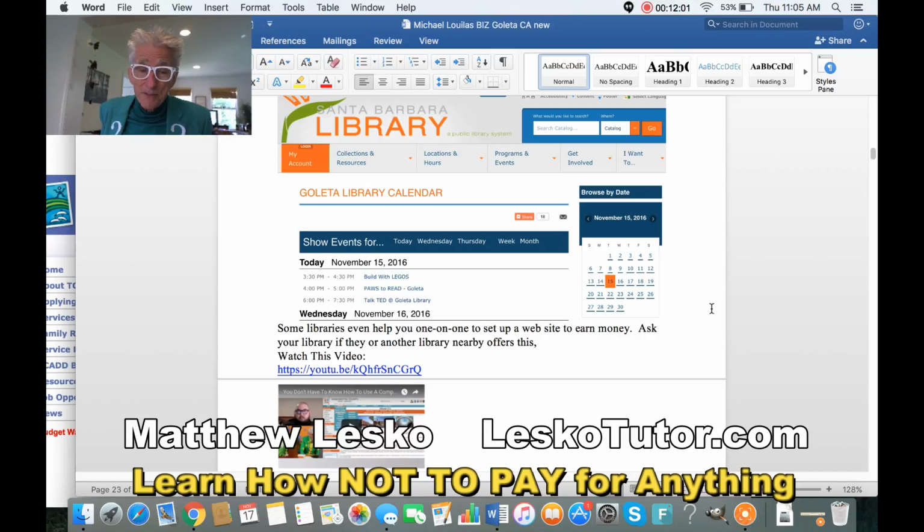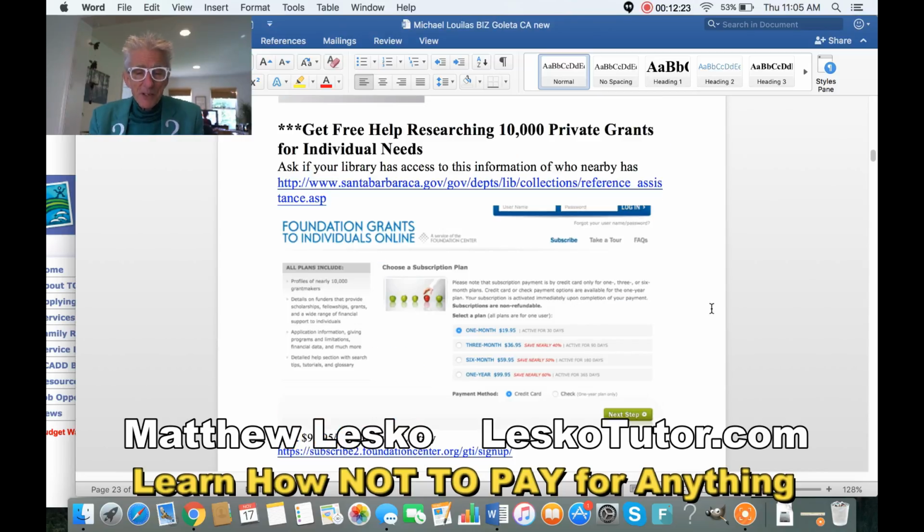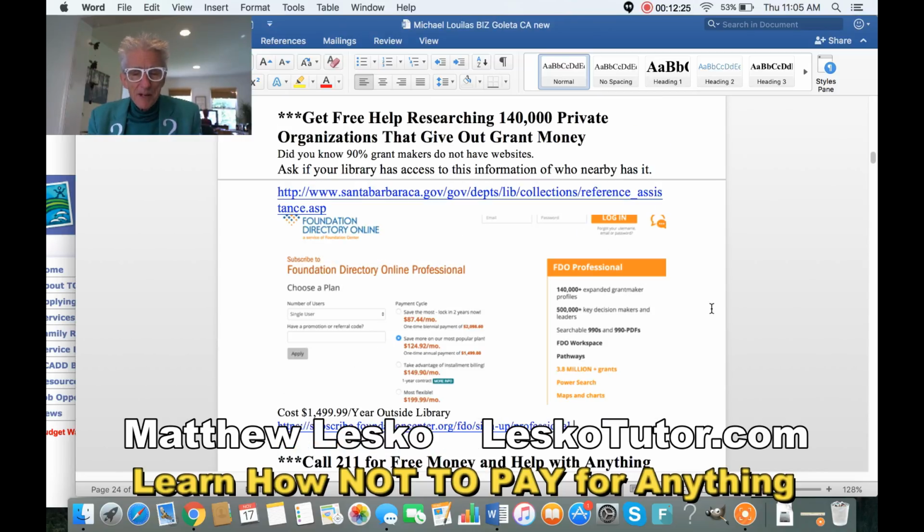And that's about 140,000 organizations. And what's interesting about these 140,000, 90% of them don't even have a website. That's right. That's why you need the database. And your library has that database, or can tell you where locally you can use it for free, so you don't have to spend, they charge like $1,500 to use this thing if you buy your own subscription. So you don't want to do that. And you go to the library and find out about it.